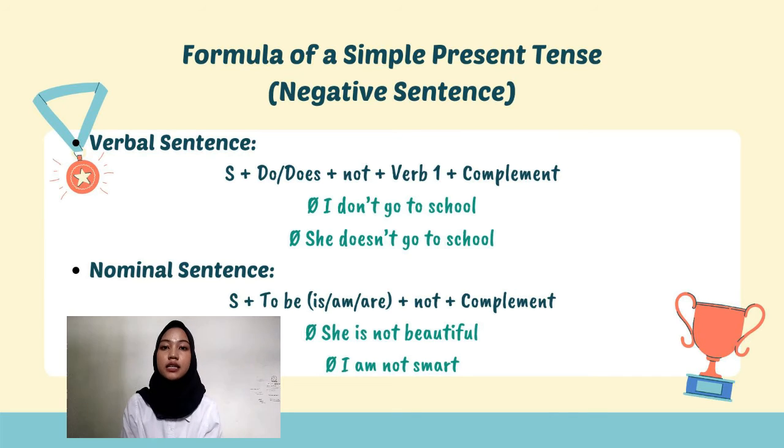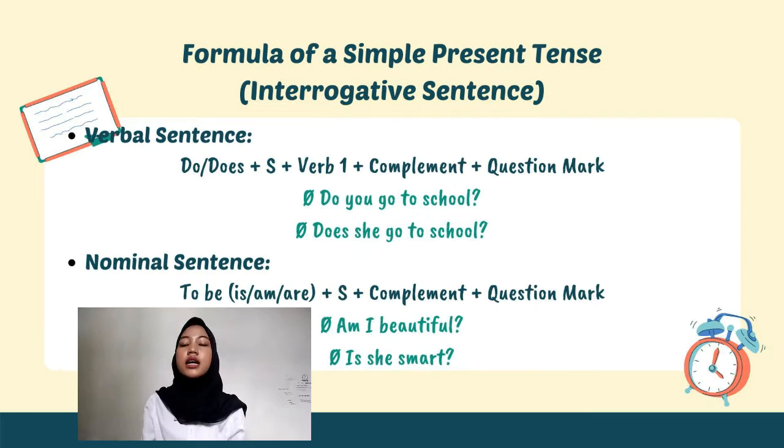For nominal sentence, the formula is subject plus to be (is, am, are) plus not plus complement. For example, she is not beautiful. She as a subject, is as to be plus not and beautiful as complement. And the second example is I am not smart. I as subject and then am as to be plus not and smart as complement. The next is the formula for interrogative sentences.